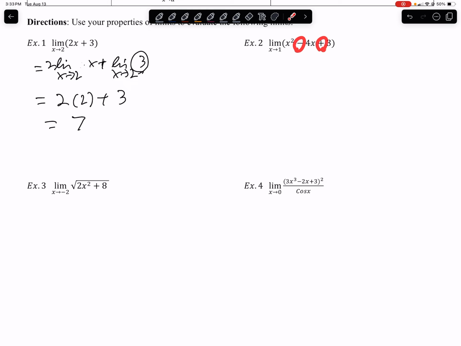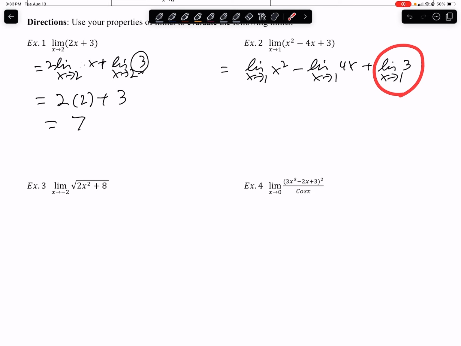Again, we have things being added or subtracted, and so I can split this up into 3 separate limits. Now, the first limit is x squared. The second limit is going to be 4x. And the third limit is just going to be 3. Okay, I know how to find that. That's just a constant. I don't know how to find the limit of 4x because I don't have a rule for 4x. I only have a rule for 4, but I hope you're seeing the picture. I can move the constant 4 in front. So I'll have a 4 in front.